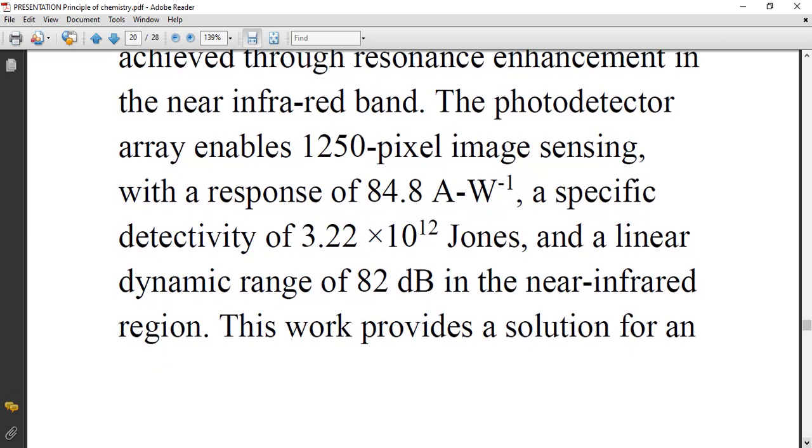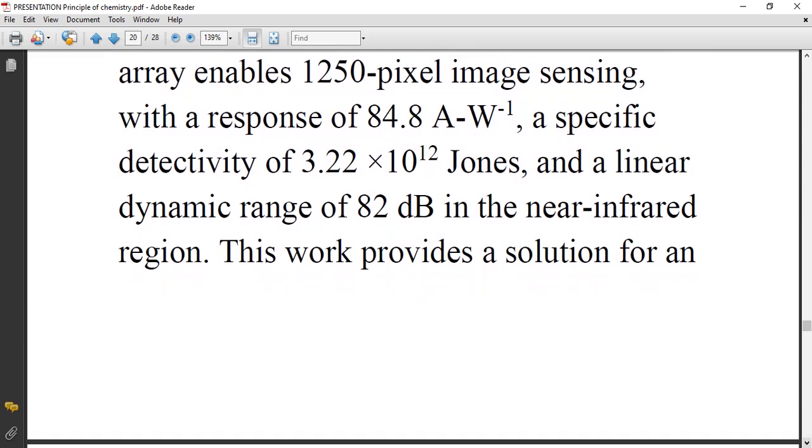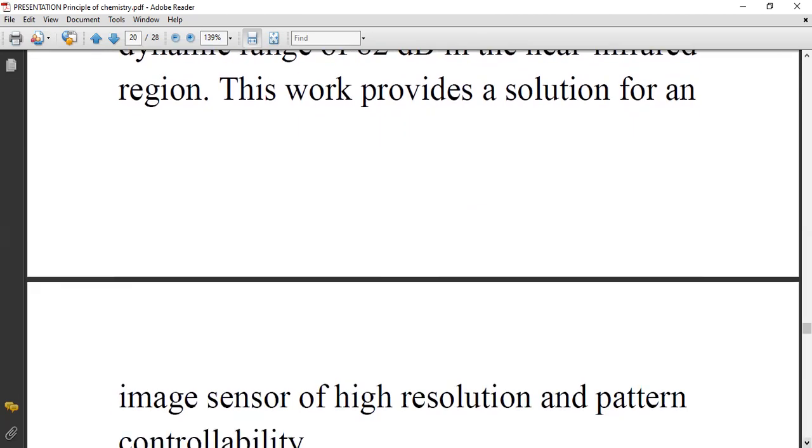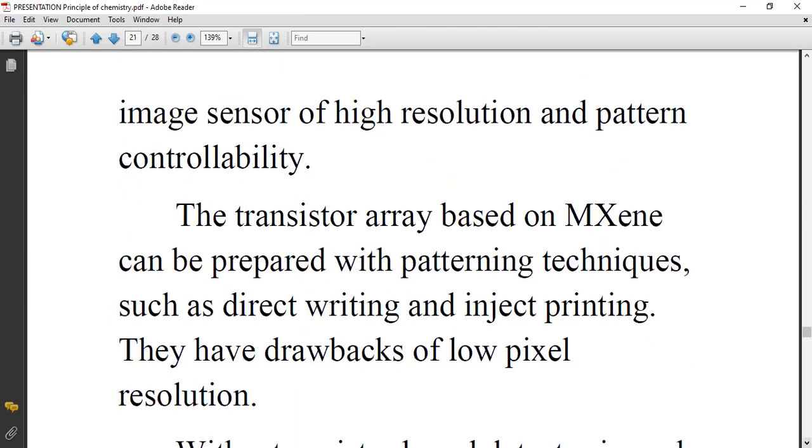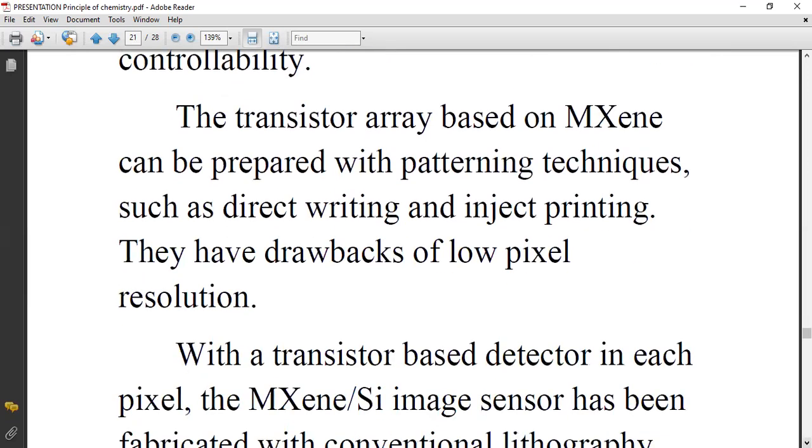80.88 A W^-1, a specific detectivity of 3 × 10^12 Jones, and a linear dynamic range of 82 decibel in the near infrared region. This work provides a solution for an image sensor of high resolution and pattern controllability. The transistor array based on MXene can be prepared with patterning techniques such as direct writing and inkjet printing.